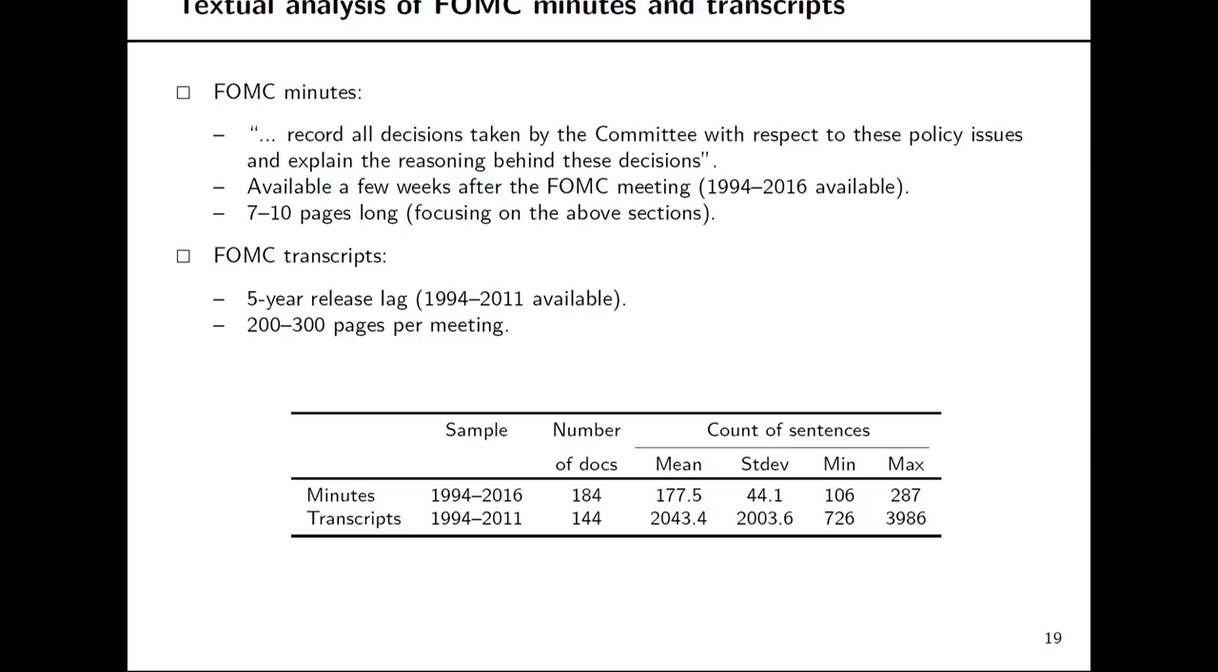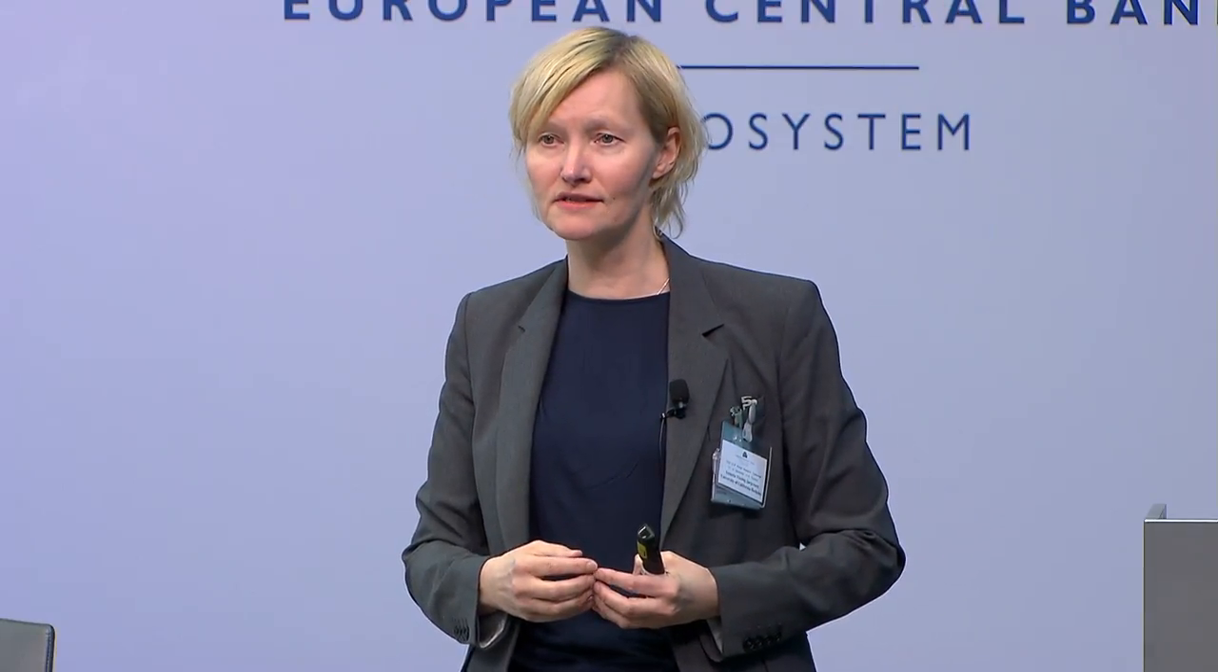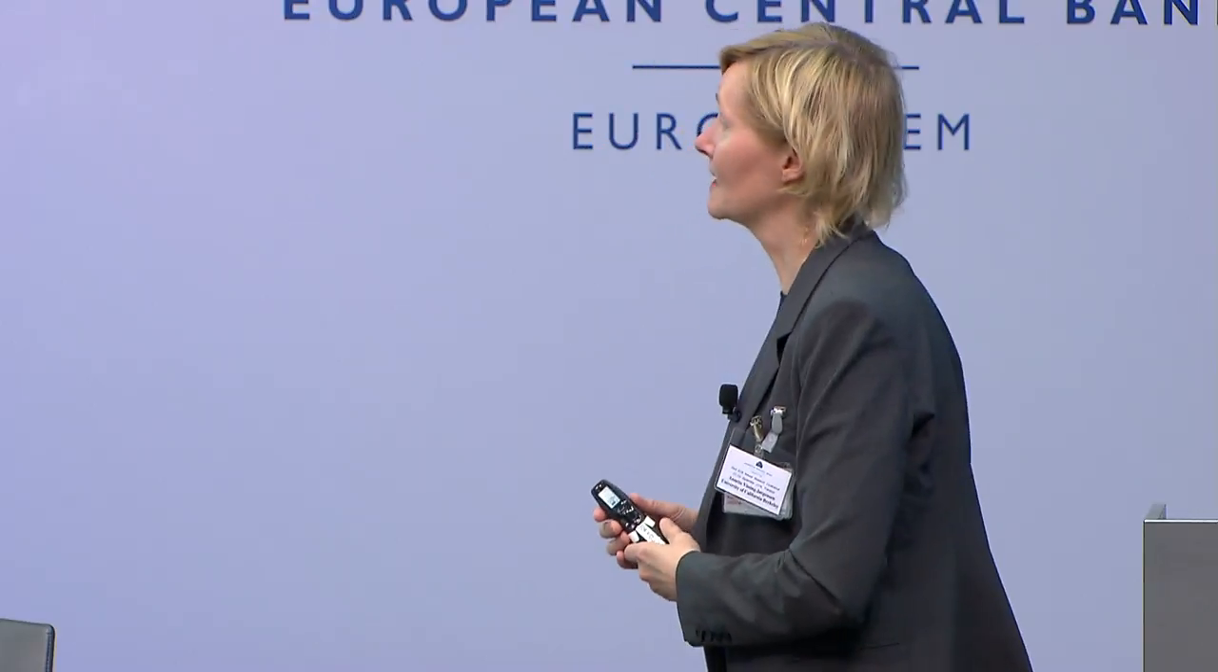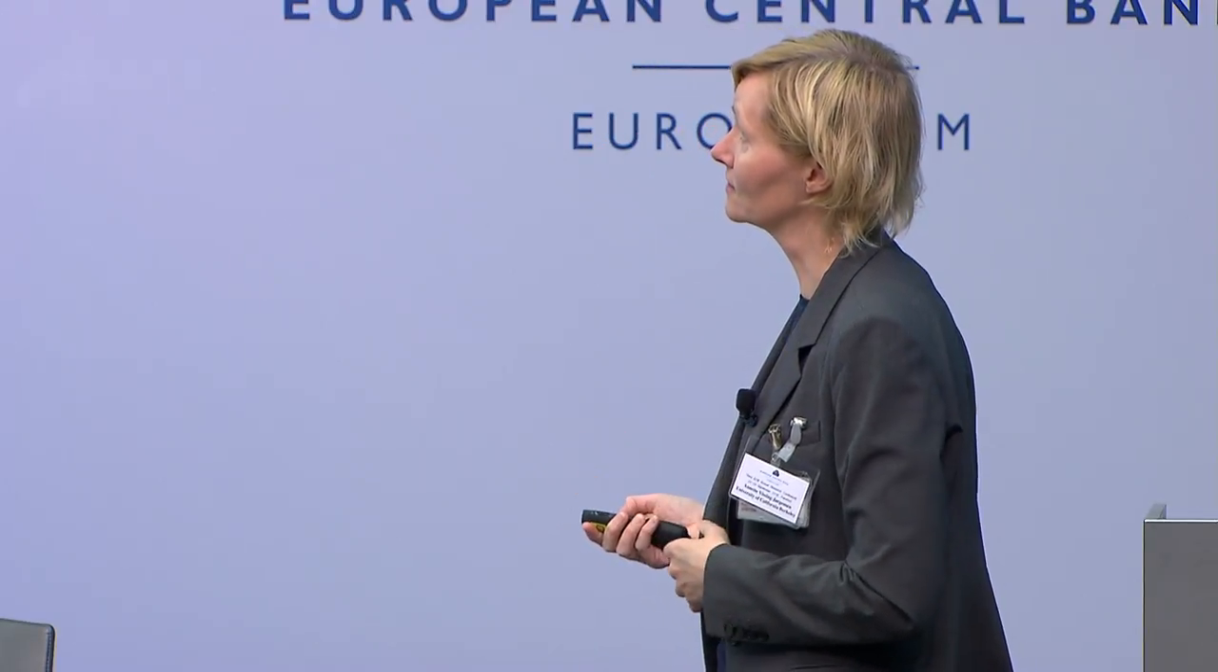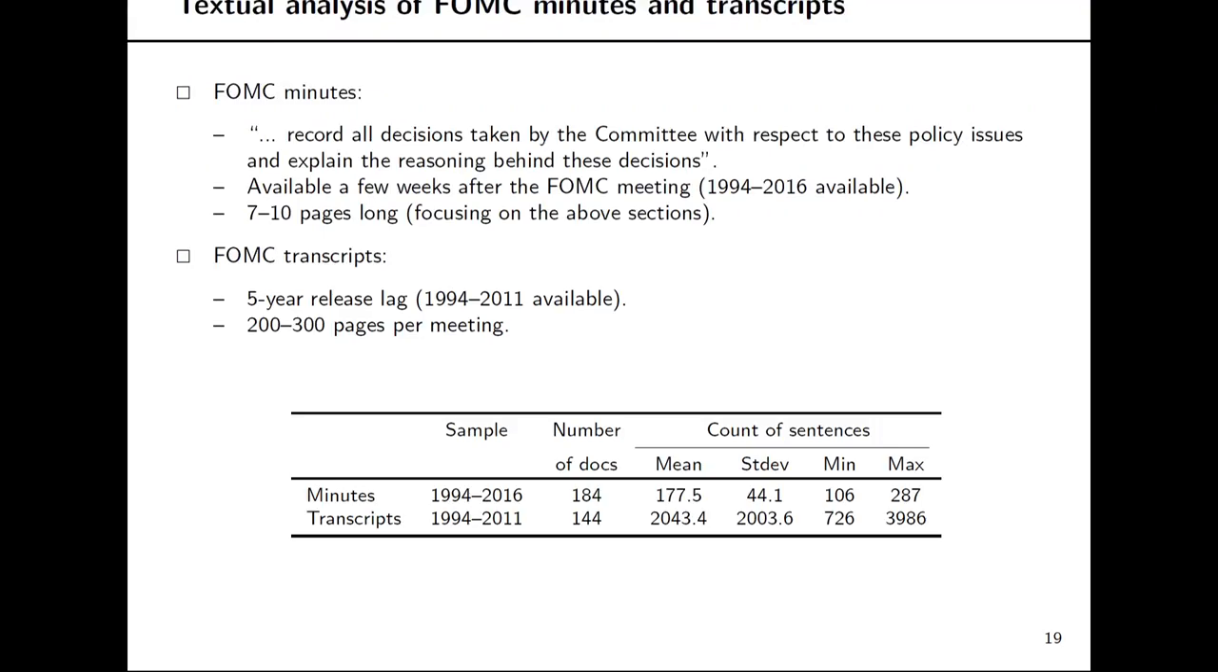You could say, well, what about the transcripts? Well, there you get almost too much text. You get 200 to 300 pages per meeting. It's not structured in the sense that one guy might ramble along about the stock market for 20 pages. So the minutes, we think, is probably the best text. You get 7 to 10 pages per meeting. And also the minutes are available up to currently, so you don't have the lag that you get with the transcripts, where there's a 5-year delay. Nonetheless, I'm going to also look at the transcripts for robustness as we get into the numbers here.